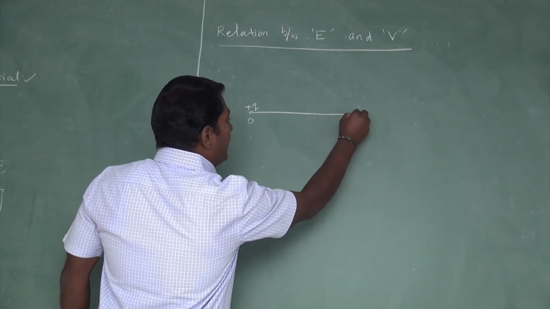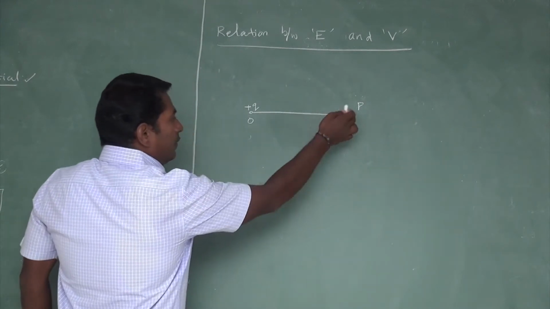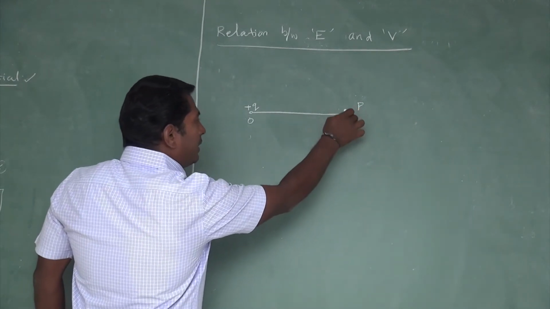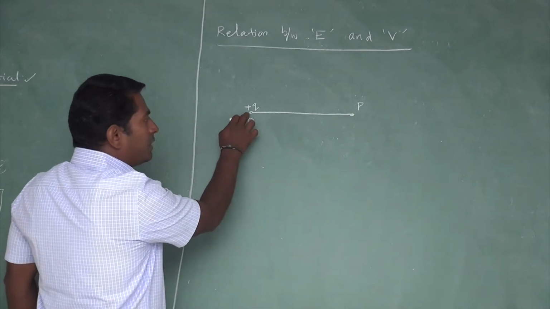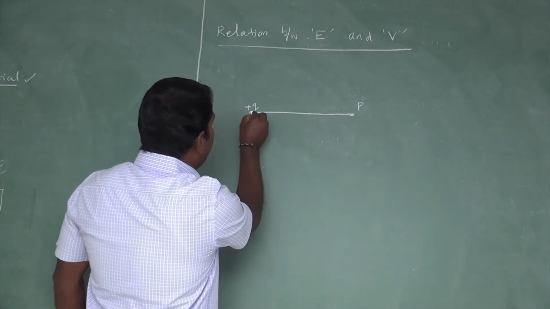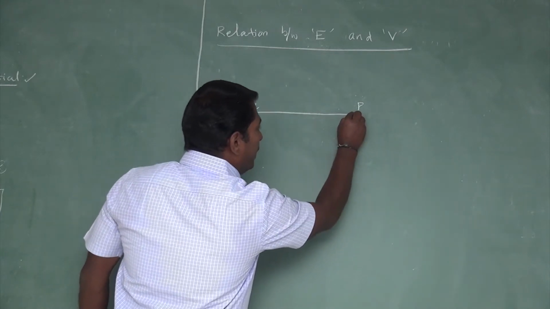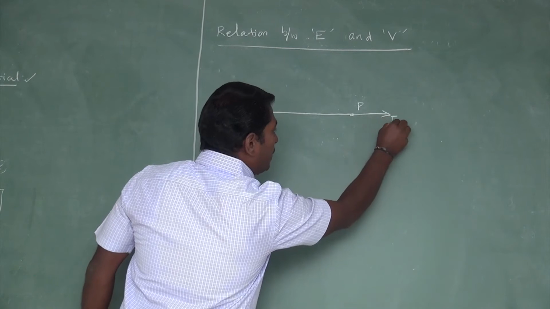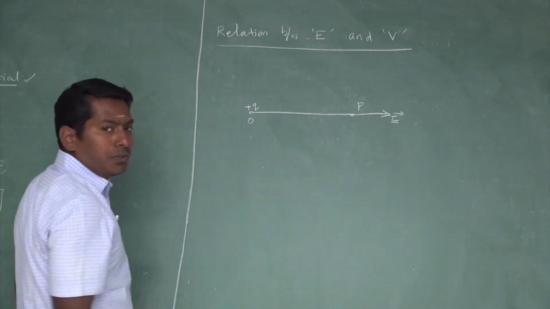Let me assume one point P. We assume that point P is in an electric field produced by the source charge, a positive point charge. The direction of the electric field produced by the positive point charge at this point P is away from the positive charge.